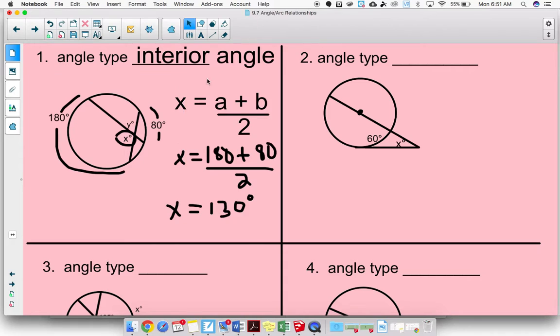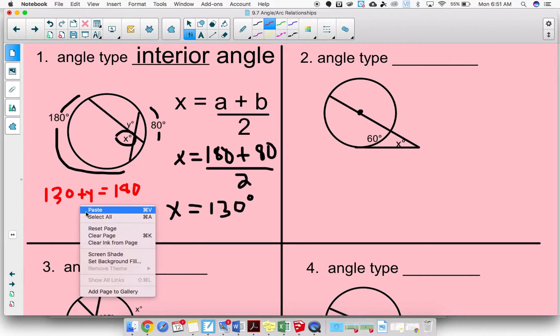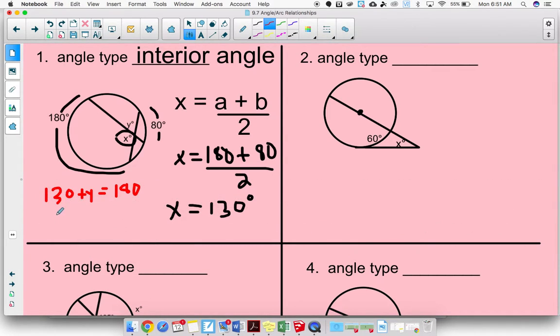Well, X and Y form a linear pair. So we know that if we add 130 and Y together, we're going to get 180. And so Y would have to be 50. Y equals 50.